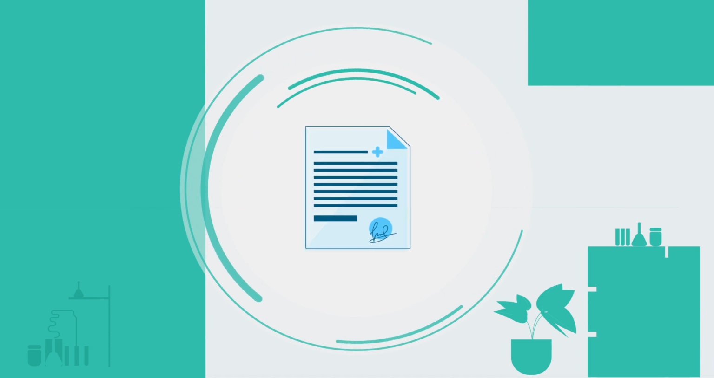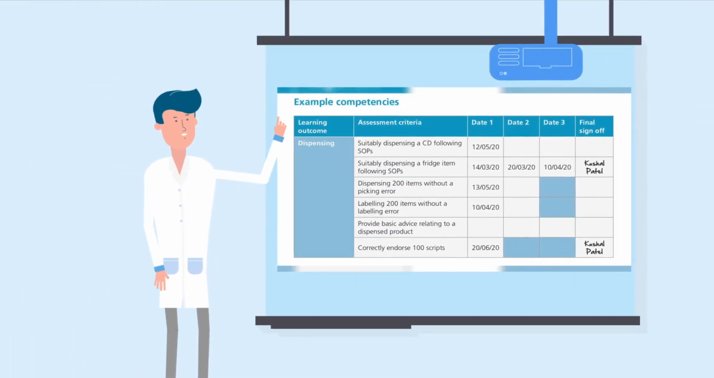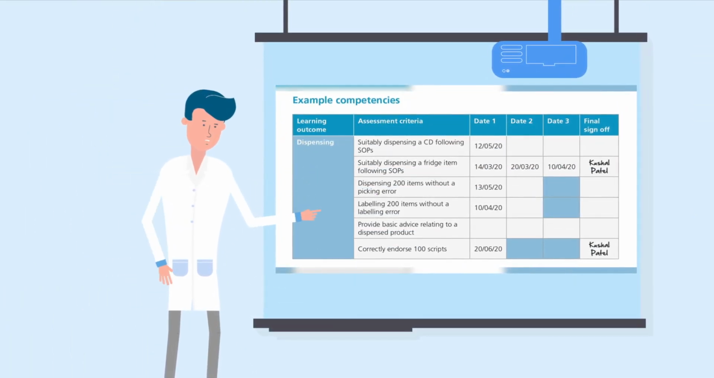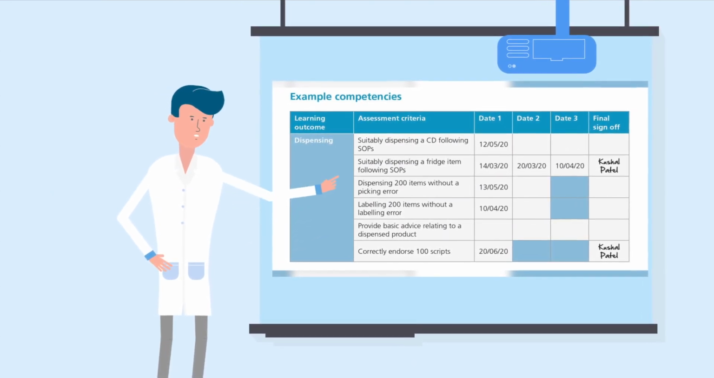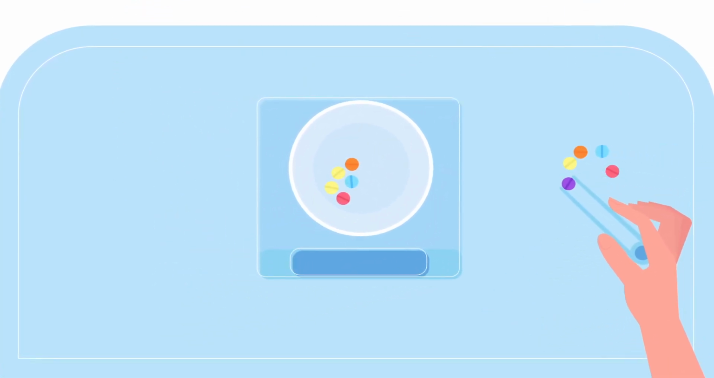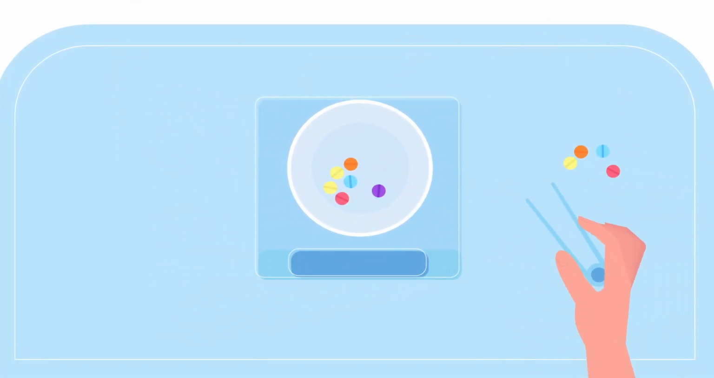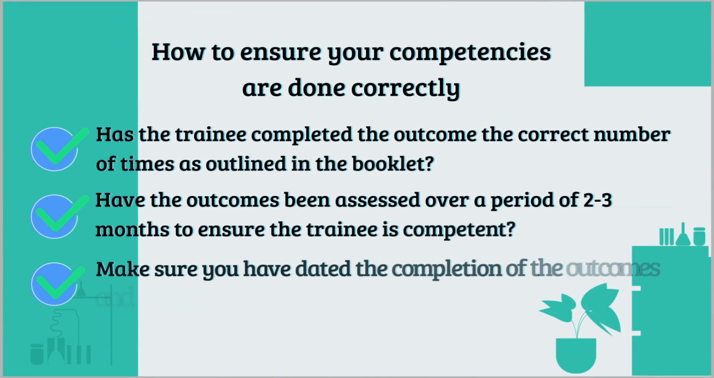Each of the learning outcomes has been divided further into assessment criteria. And next to these assessment criteria, we've laid out a number of boxes. These boxes indicate the number of times that a learner needs to demonstrate a particular outcome or skill. Once you are happy that you've observed your learner completing a particular skill or outcome to the satisfactory level, you should record the date of the observation next to that particular assessment criteria.